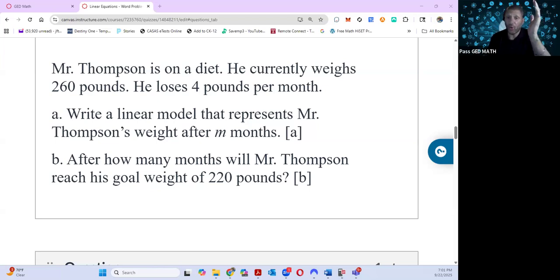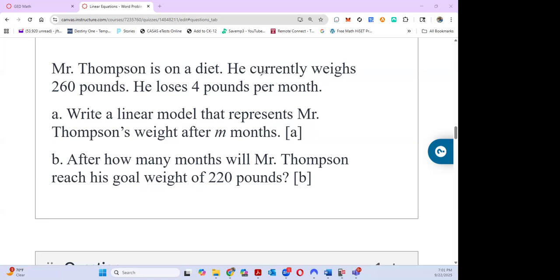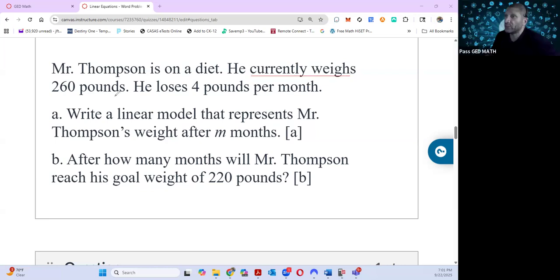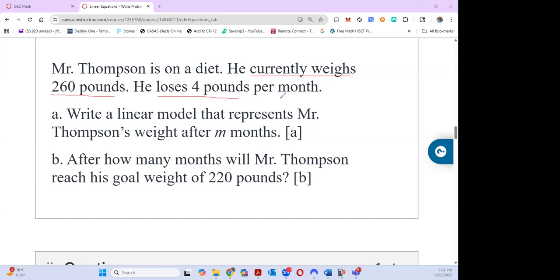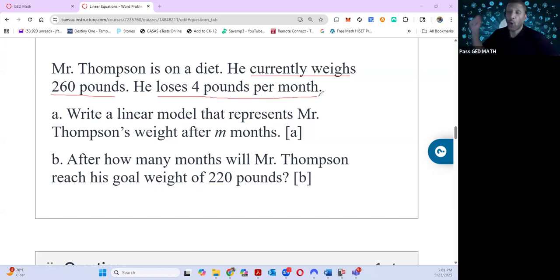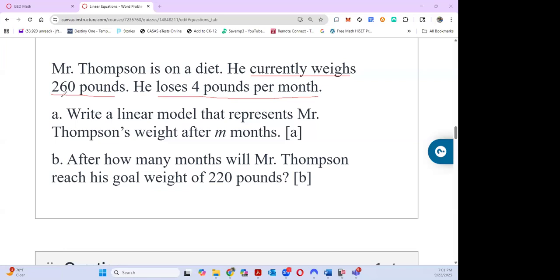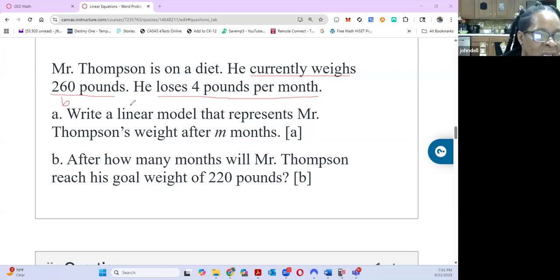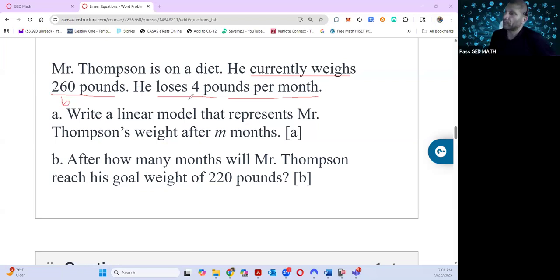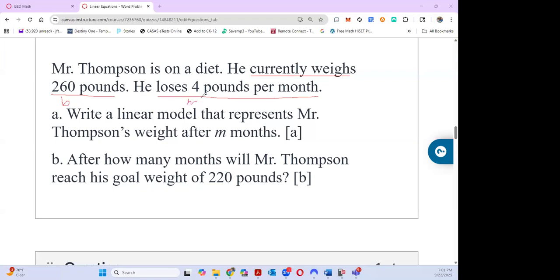First of all, what do we know from the paragraph? He currently weighs 260 pounds. What else do we know? He loses 4 pounds per month. What is my M? What is my B? Your B is the 260 pounds. Yeah, B is my 260. And what's my M? The 4 pounds? The key is he loses 4 pounds.